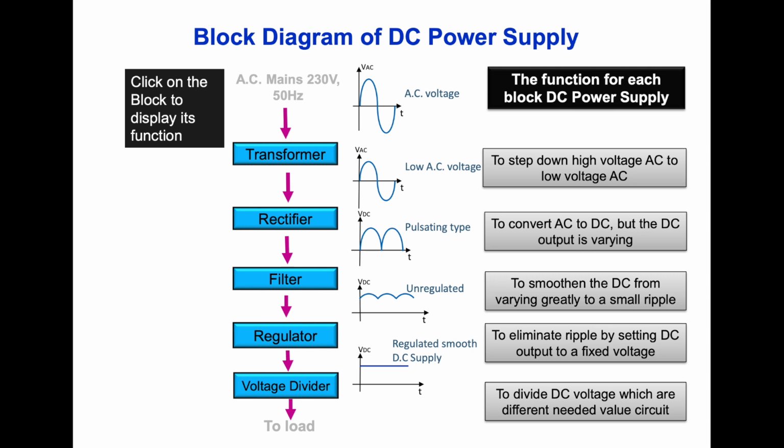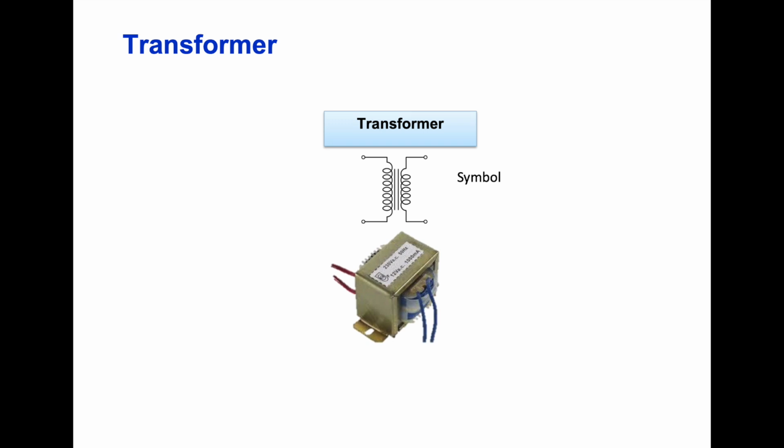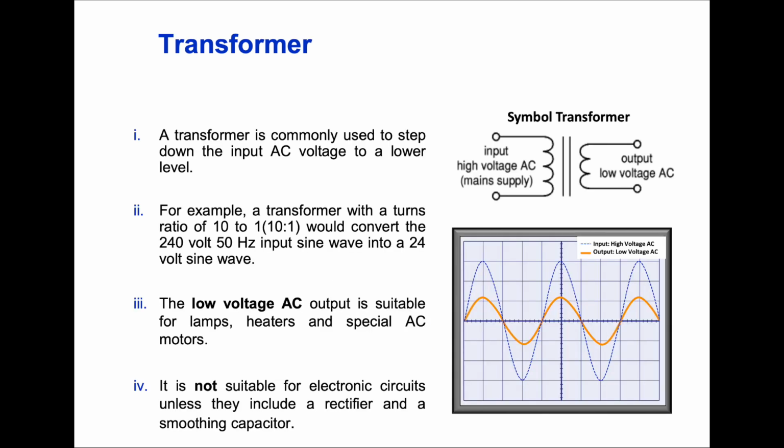Now we will look at the transformer in detail. This is the symbol for the transformer, and this is the real picture of the transformer. There are two coils here, the primary coil and the secondary coil. For the first coil, we have the input, which is the high voltage AC, the main supply, and from the secondary coil we get the output, or low voltage AC. Here the function of the transformer is to step down high voltage AC to low voltage AC. You can see that the number of turns in the primary coil is greater than in the secondary coil.